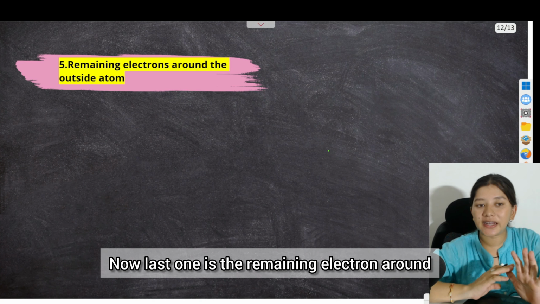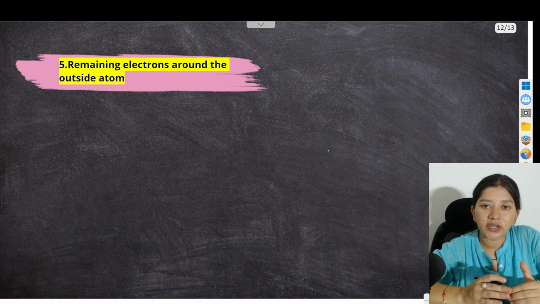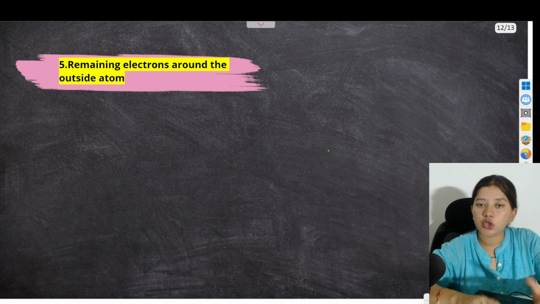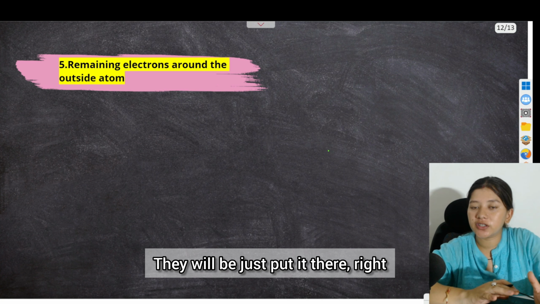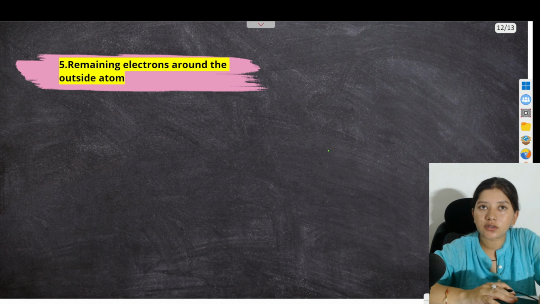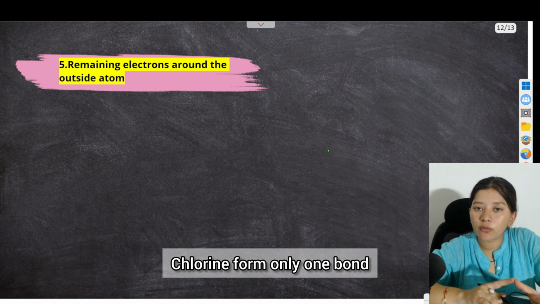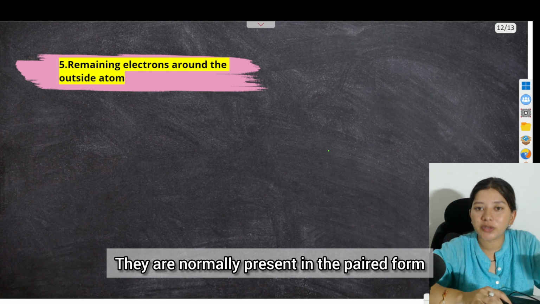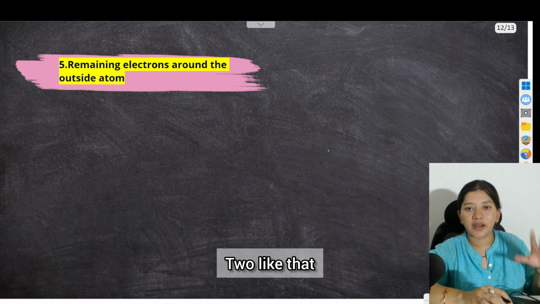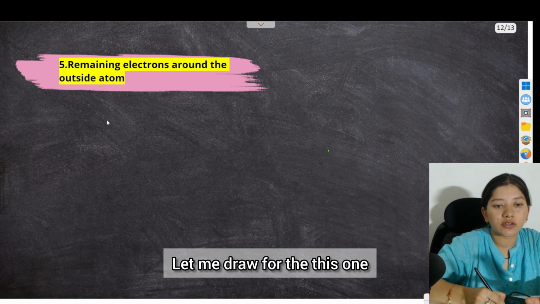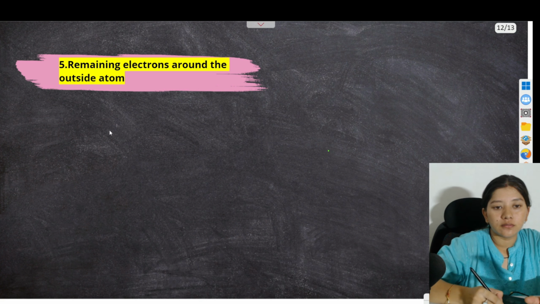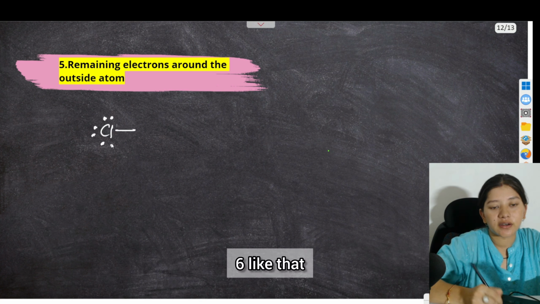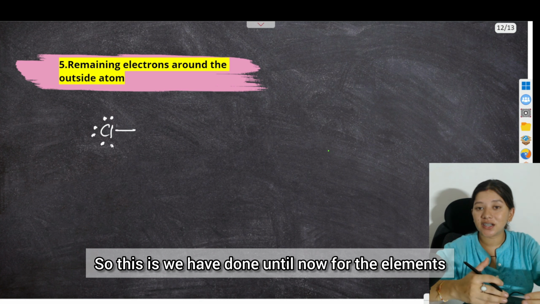Now, the last one is the remaining electrons around the outside atom. See, now we know that not every electron of the outermost shell participates in bond formation. Some will still be there, right? So what will happen to them? They will just be put there, right? For example, I have a molecule of chlorine. Chlorine forms only one bond. So the 6 electrons are still there, right? We need to just organize them. They are normally present in paired form, two like that. Okay, that's how we do that. Let me draw this one. So this one forms a bond and the remaining 1, 2, 3, 4, 5, 6 like that. Got it? So this is what we have done until now for the elements.